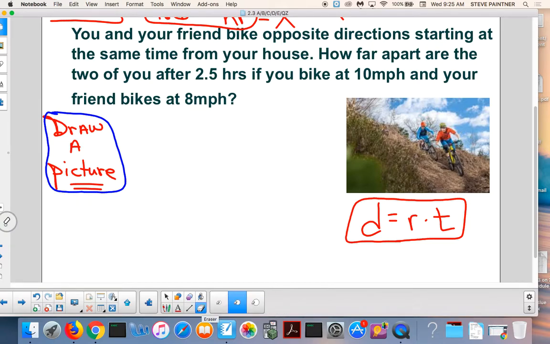Okay, I'll read it to you, and then I'm going to give you the pen. You, I'm going to read to you, ready? You and your friend bike in opposite directions. Hey guys, it's arrows I'm asking you to draw. Opposite directions, starting at the same time from your house. That alone should tell you how to draw the picture. Who wants to draw the picture? Claire, go ahead.